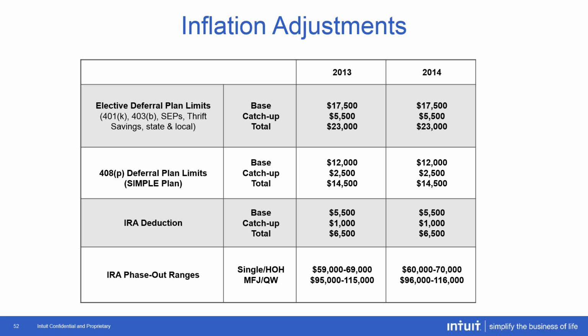The IRA phase-out ranges got bumped up by a little bit. The range is now for single head of household, $60,000 to $70,000. And for joint qualified widow, the range now is $96,000 up to $116,000.